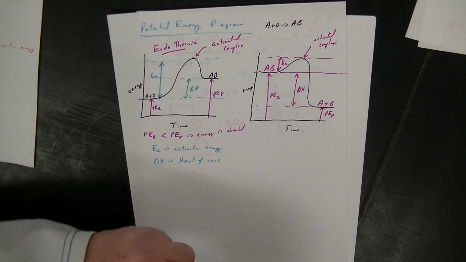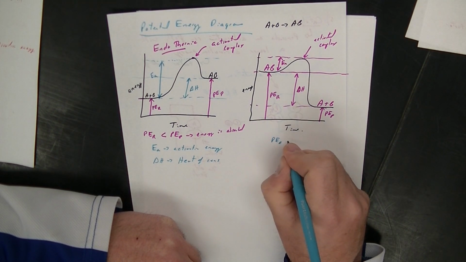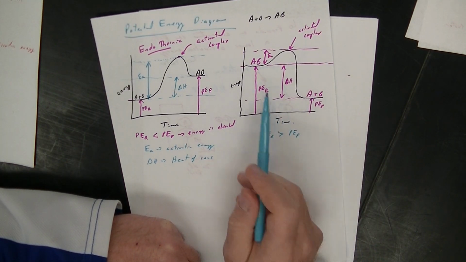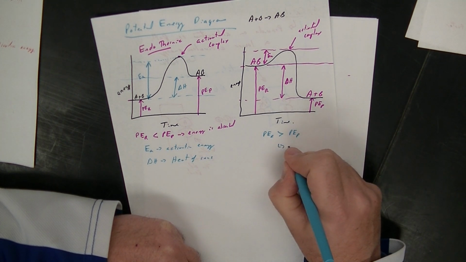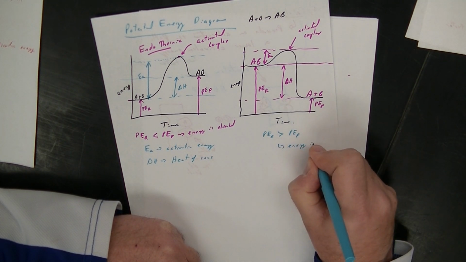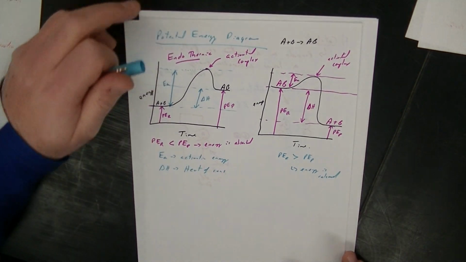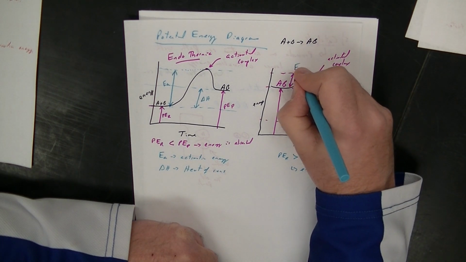Now, in this case, the potential energy of my reactants is greater than the potential energy of my products. So as we go from reactants to products, energy is given off. If energy is released, that means this is going to be an exothermic curve.